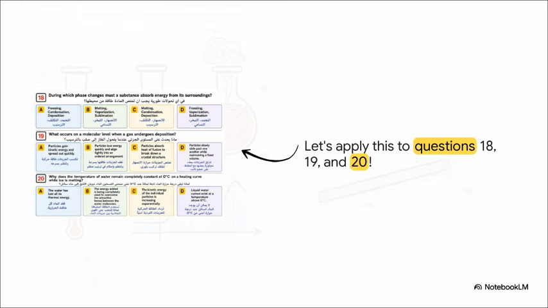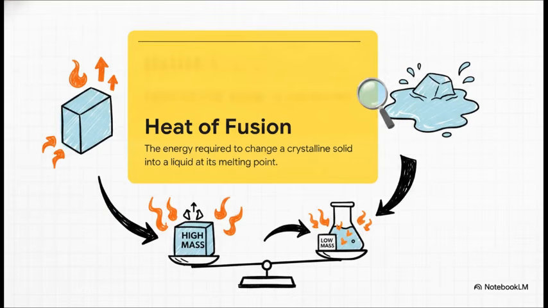For question 19, which is on deposition, going straight from gas to solid, the particles are actually losing their wild gas energy and aligning really tightly. That makes B the correct choice there too. And for question 20, why does the temperature stay perfectly constant at 0 degrees while ice melts? It's because all that added energy isn't actually heating the water. It's busy overcoming the attractive forces between the molecules just to break those solid bonds. So that's answer B.